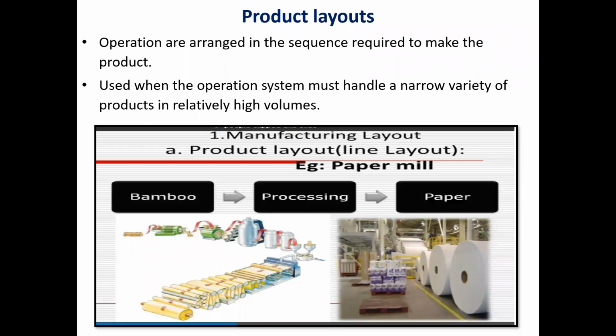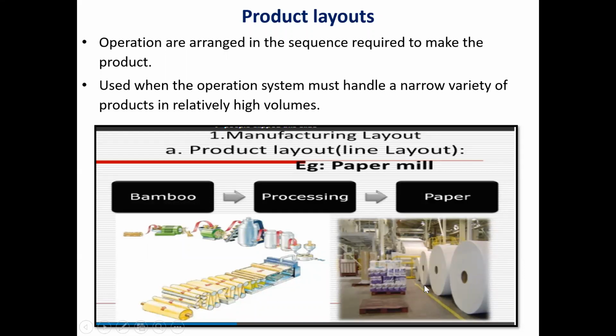So this is one example. Bamboo as a raw material is going to be processed and converted into paper. So the paper is the main focus, that is the product. So you can understand this is the bamboo. Then it is going to be converted through the different processes, and after the different processes, it is converted into paper. So this is the focus, raw material to product.